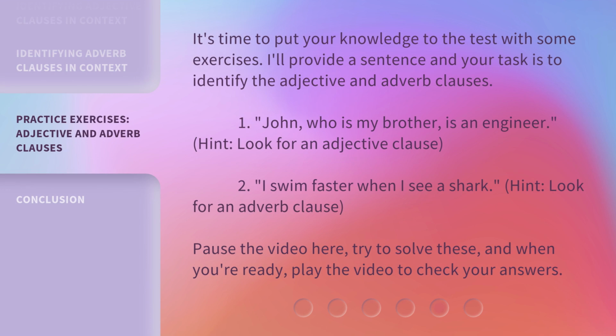It's time to put your knowledge to the test with some exercises. I'll provide a sentence and your task is to identify the adjective and adverb clauses. 1. John, who is my brother, is an engineer. Hint, look for an adjective clause. 2. I swim faster when I see a shark. Hint, look for an adverb clause. Pause the video here, try to solve these, and when you're ready, play the video to check your answers.